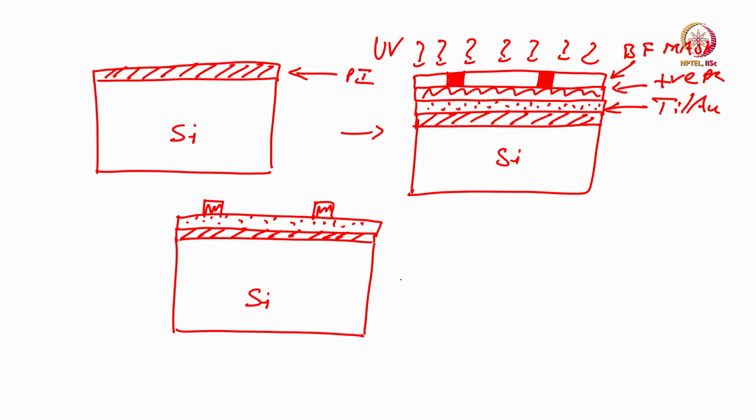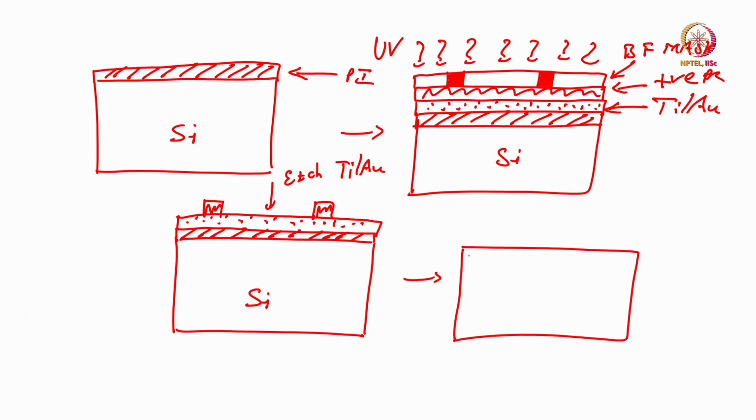You go for hard bake and then you etch Au. So in this case we say TiAu. First you dip the wafer in Au etchant, followed by rinsing, followed by the titanium etch. If you do that, what you will have? You will have a PI with a TiAu, and then you will have the photoresist protecting that area.